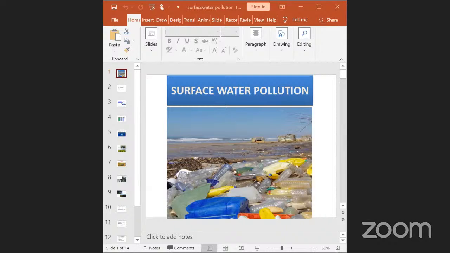Today's class is surface water pollution. So what is the difference between groundwater and surface water? The water which seeps into the ground and passes through the water table is called groundwater. Any water that gathers on the surface of the earth is called surface water, right?